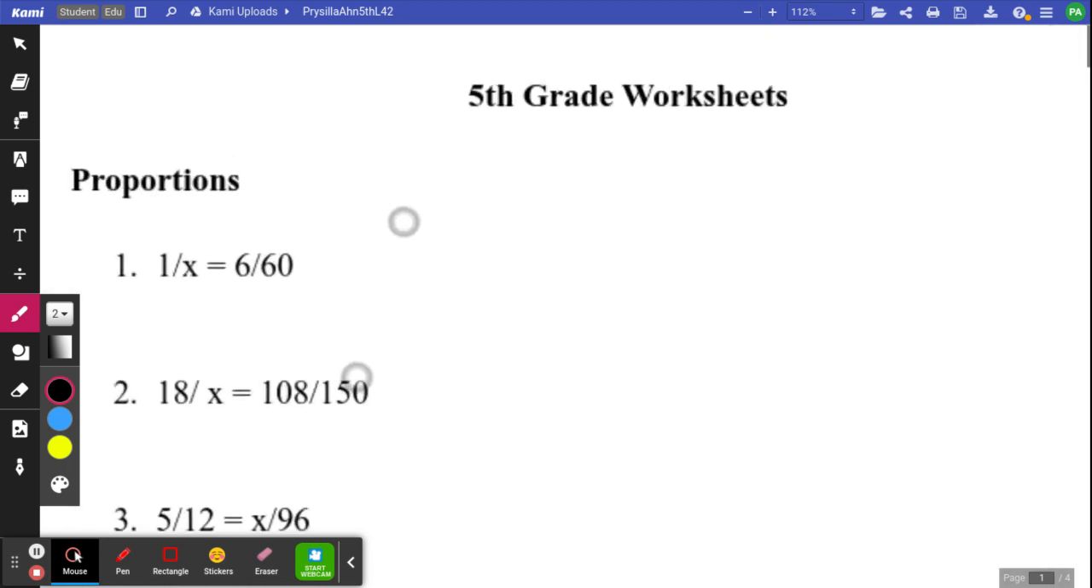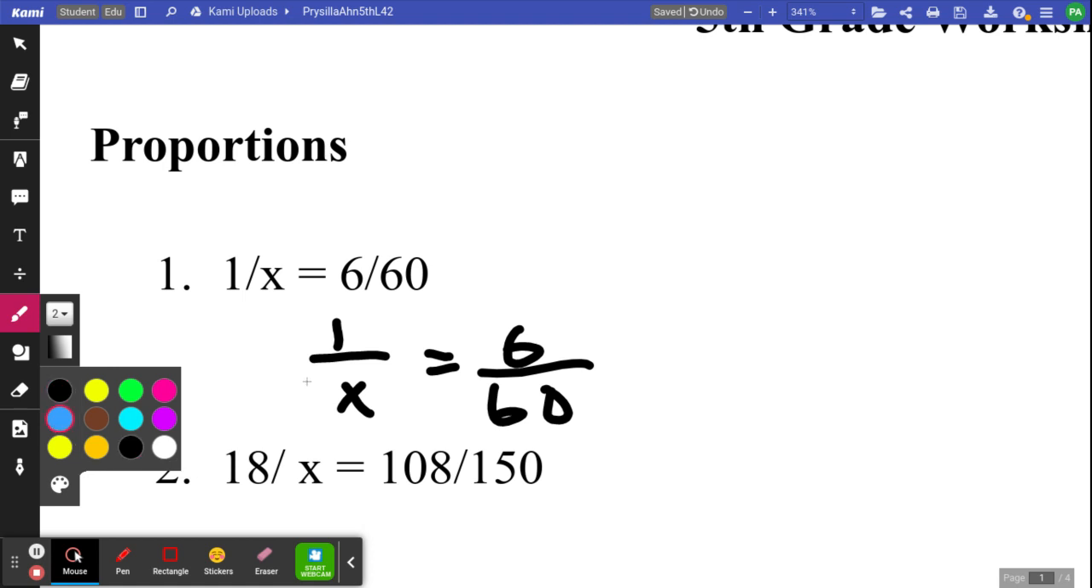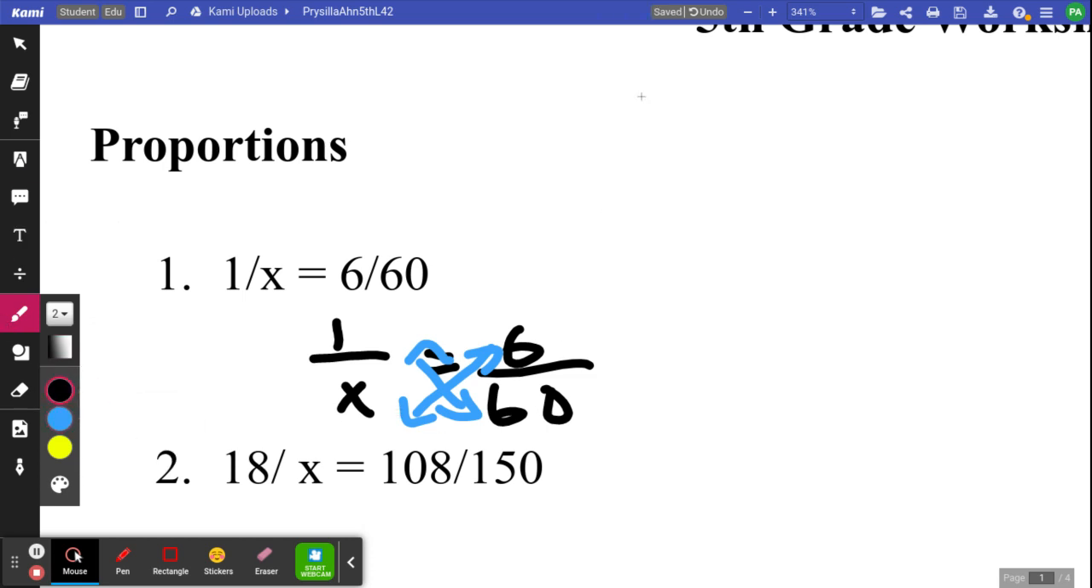So for number one, I'll do it the more quote unquote mathematical way. We see that this is the missing number, the denominator of 1 over whatever, and what we're going to do is cross multiply. Although there are no multiplication symbols, you still can. So we're going to cross multiply, and we're just going to start off with the x. 6 times x is 6x, equal to 1 times 60, which is 60.